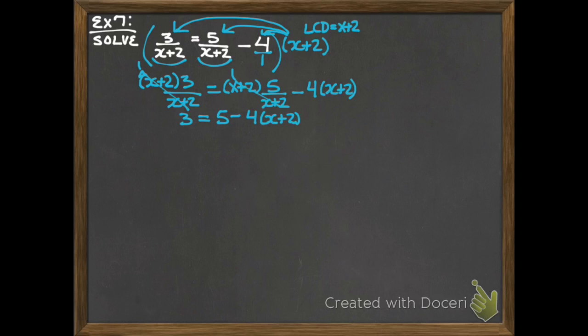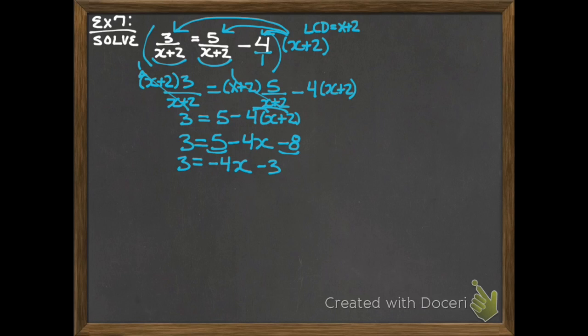So now, before I can finish, I do need to distribute this minus 4 across this binomial. So I have 3 equals 5 minus 4 times x is going to give me minus 4x. Minus 4 times 2 is going to give me minus the 8, which simplifying the right side of the equation, we've got this positive 5 and this minus 8, so it's going to give me negative 4x minus 3.